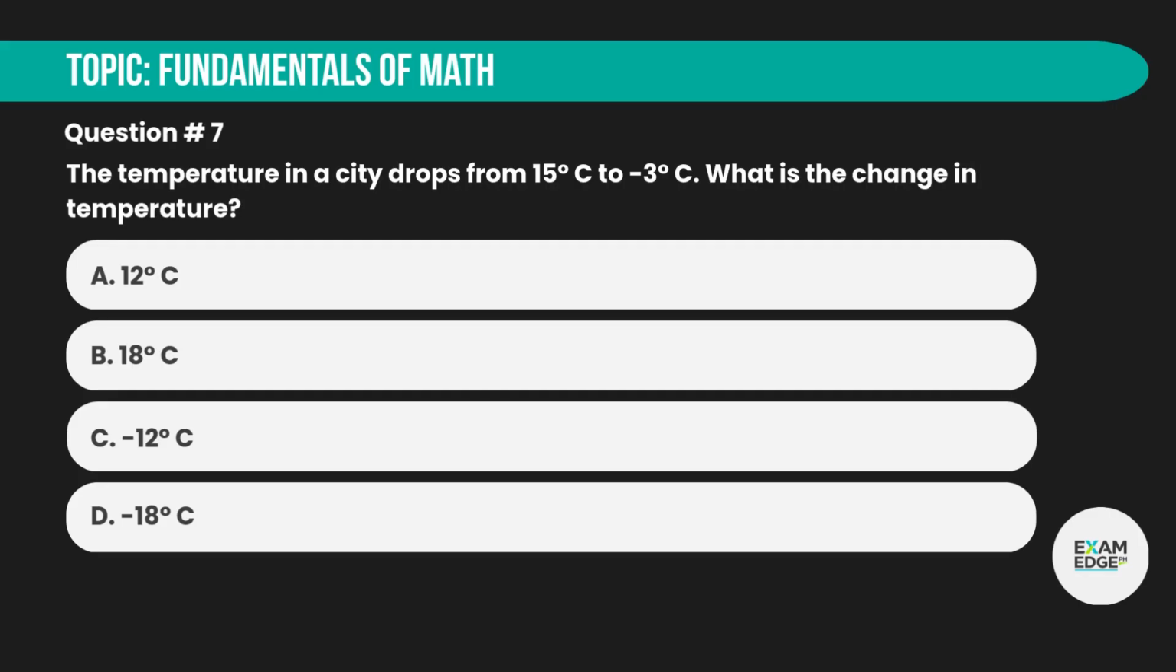Question number 7. The temperature in a city drops from 15 degrees Celsius to -3 degrees Celsius. What is the change in temperature? A. 12 degrees Celsius. B. 18 degrees Celsius. C. -12 degrees Celsius. D. -18 degrees Celsius.